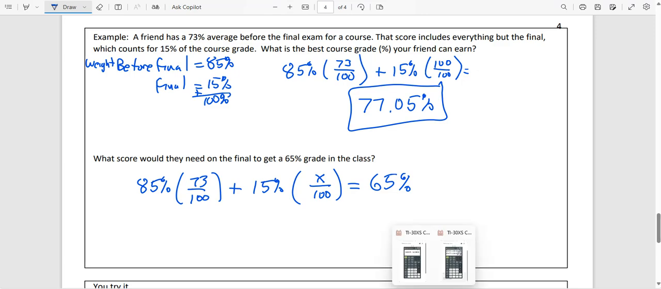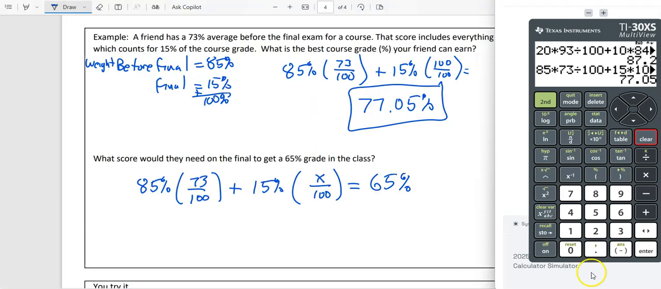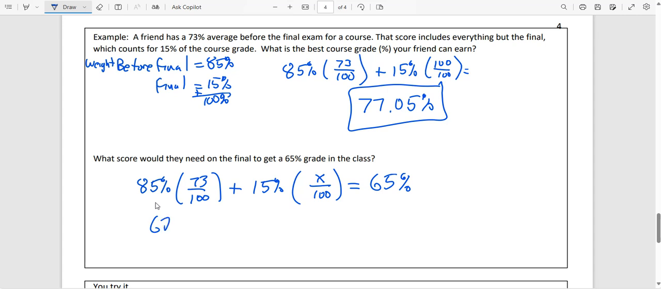Let's simplify this with our calculator, see what we have. So 85 times 73 divided by 100, 62.05. Plus, and that would be percent, the unit. 15 divided by 100 is 0.15, and X, and this equals 65%.